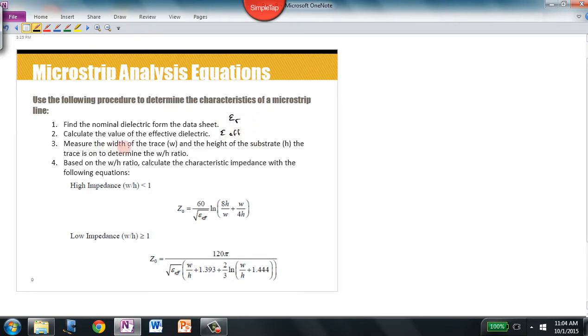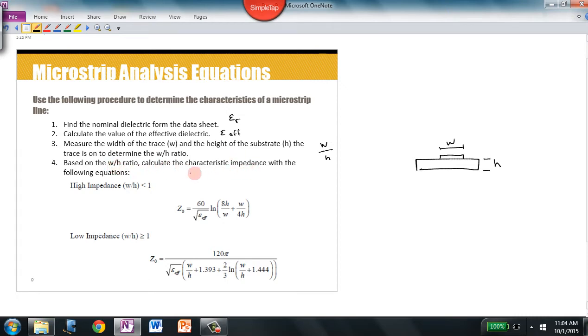So we'll then measure the trace width, which is just in the cross section of the T line. That is W right there, the width of the trace. And then we will measure the height of the substrate material. The width of the trace is set by the designer. The height might come off of the data sheet that might be provided to say how thick the substrate material is. And then we just determine the W to H ratio. So just divide W by H.